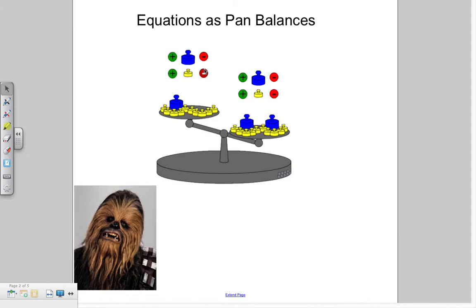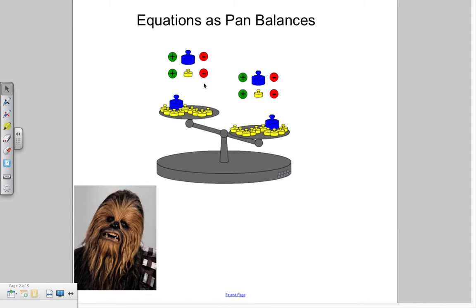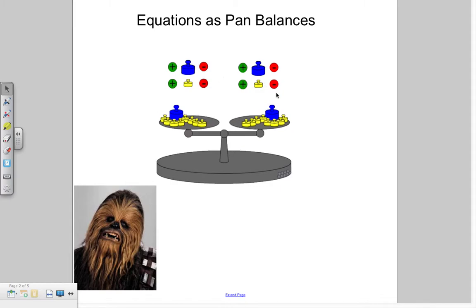So in order to keep something in balance or equal in math, I need to do the same thing to both sides. So if I take a blue one away on the right-hand side, now it's perfectly balanced out. If I take away 2 yellow ones on the left side, I have to take 2 away on the right side to keep it balanced.